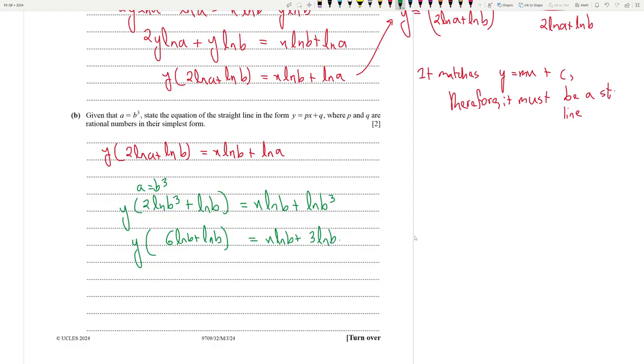Okay. y times 7 ln b. So what we can do is just remember this: ln b by 7 ln b, plus 3 ln b by 7 ln b. Okay.